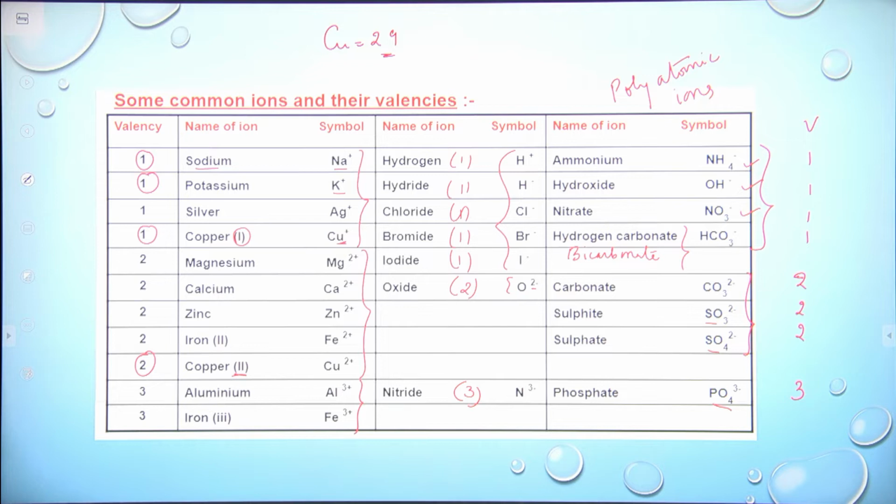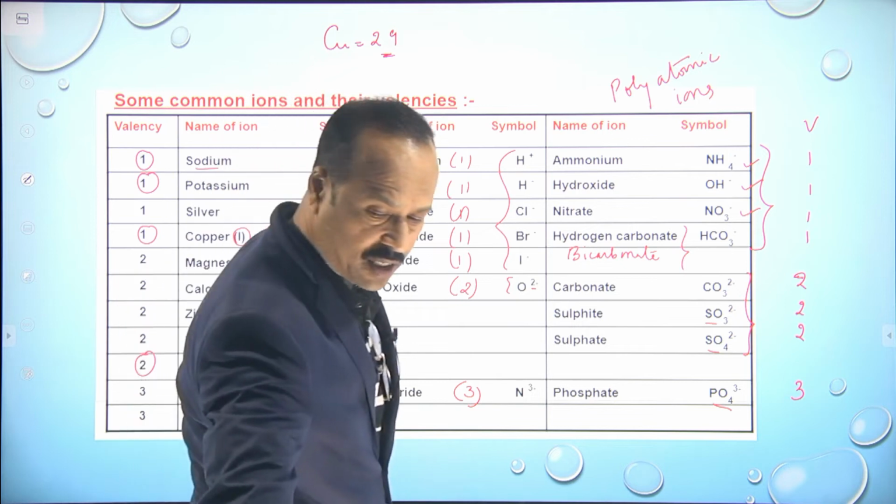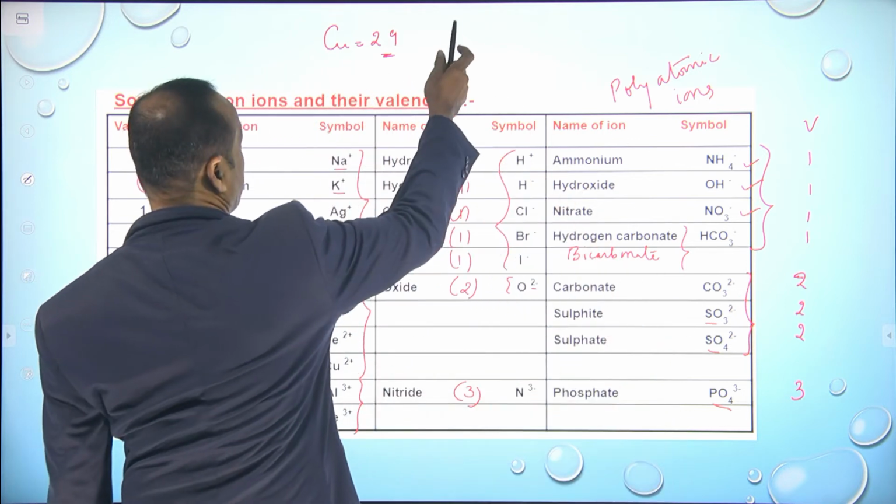Sir, how should we write the electronic configuration of copper, sir? What? How to write the electronic configuration of copper, sir? Copper sulfate, huh? No, copper, sir. Copper electronic configuration is, right, you have to write like this.